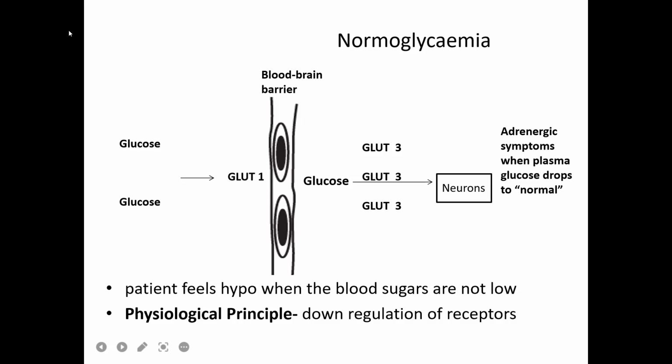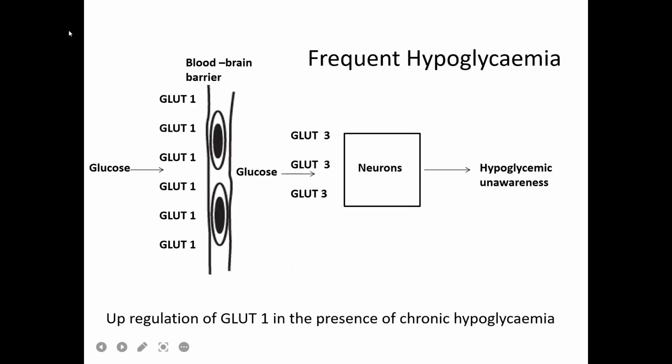However, the adrenergic symptoms will occur, and adrenergic symptoms will cause patients to shift back to the normal glucose level. When there is frequent hypoglycemia, the GLUT1 again gets upregulated, glucose comes in, and there is enough glucose in the CNS. There is enough glucose; however, the blood sugar is low.